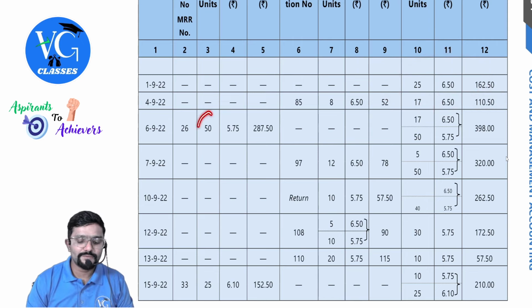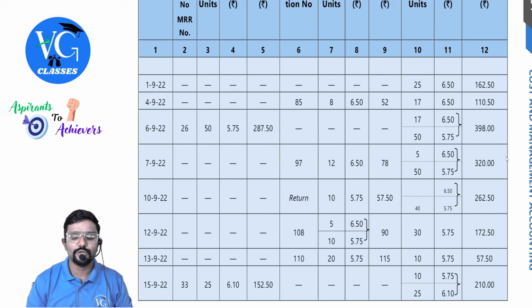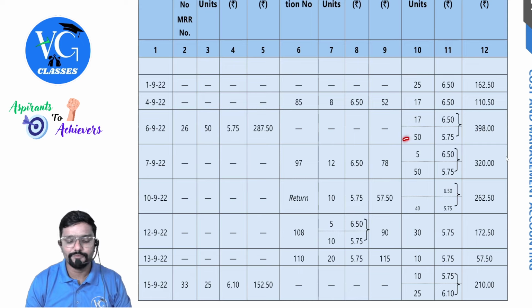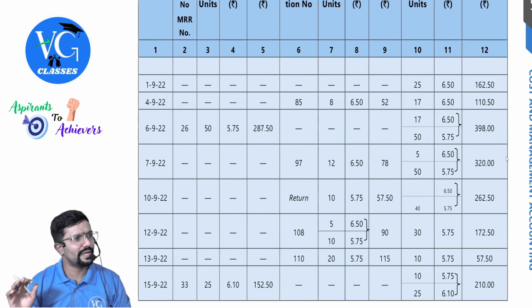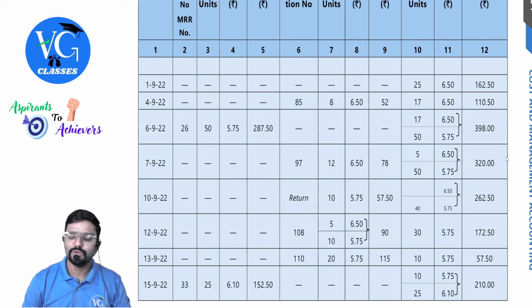Next, we have purchased 50 units at 5.75, that is 287.5. Maintain it separately. 17 as it is, and 50, whatever we got today. So maintain it separately, guys. Here they have to return the amounts total together. Sir, should I write like this or individually also okay? Individually is also okay.